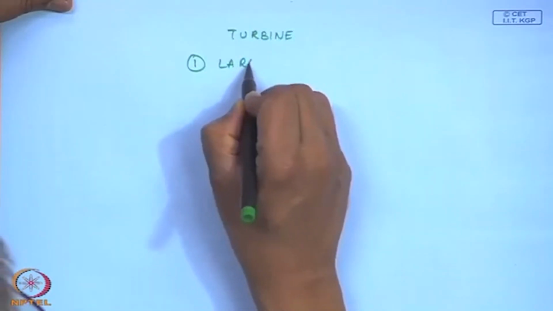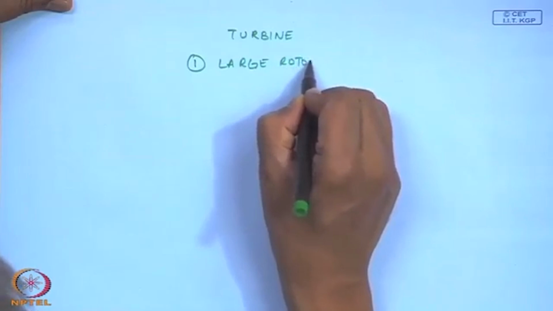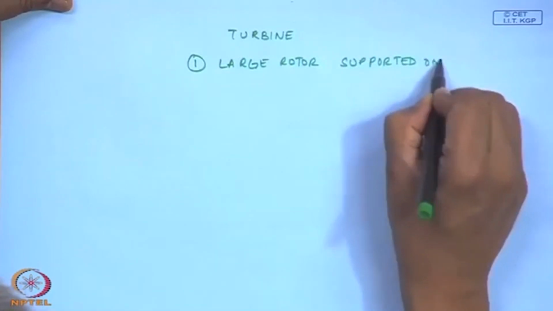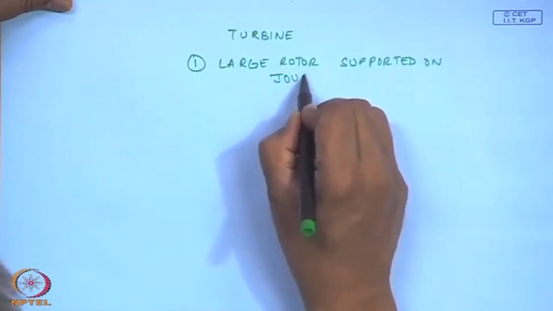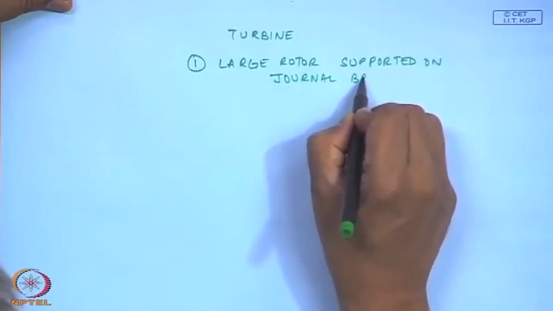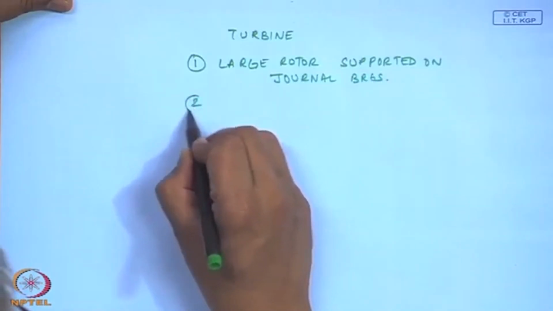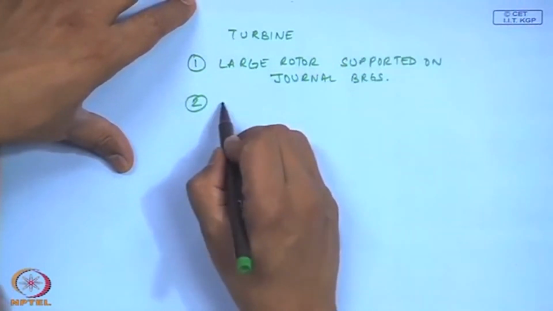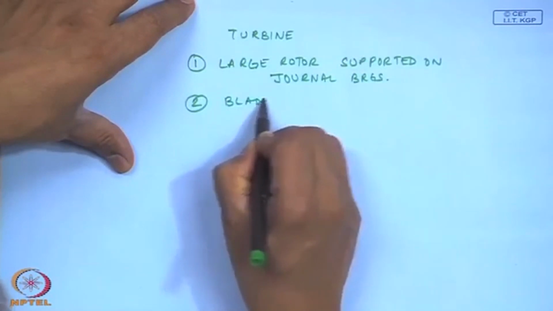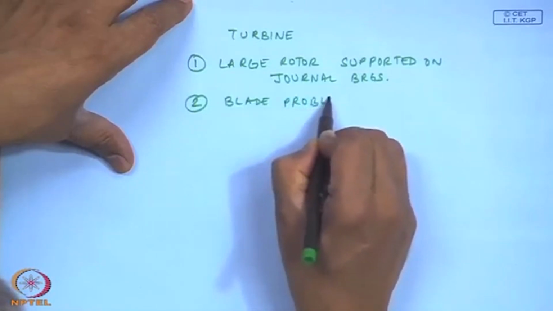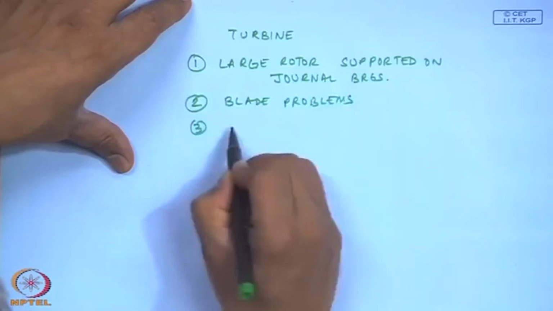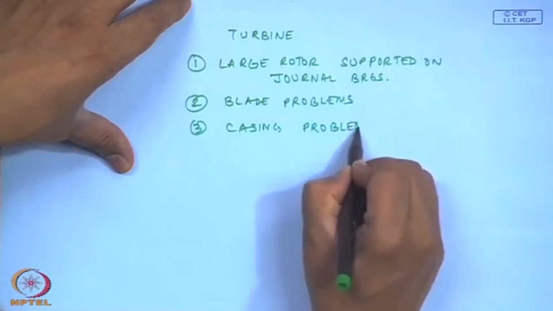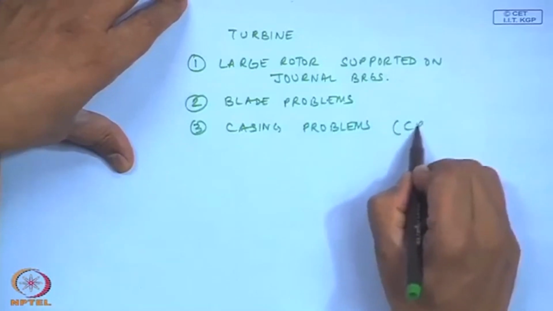Large rotor supported on journal bearings. Okay. And of course, in the turbine there could be blade vibrations, there could be blade problems, there could be casing problems, casing defects, because of high heat there could be creep, etc.